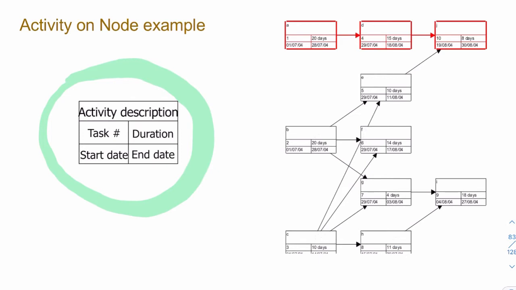So for example, if you look at this activity, you can see the description. Boring description is simply B. That's the description of your activity. You have your task number, you have the duration, 28 days, you have a start date, and you have an end date. So that's how you'd interpret these nodes.